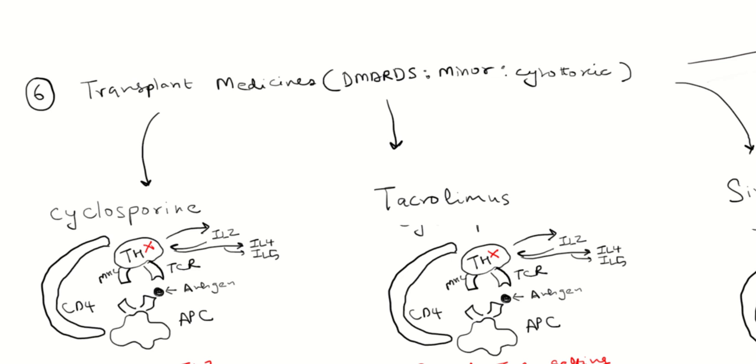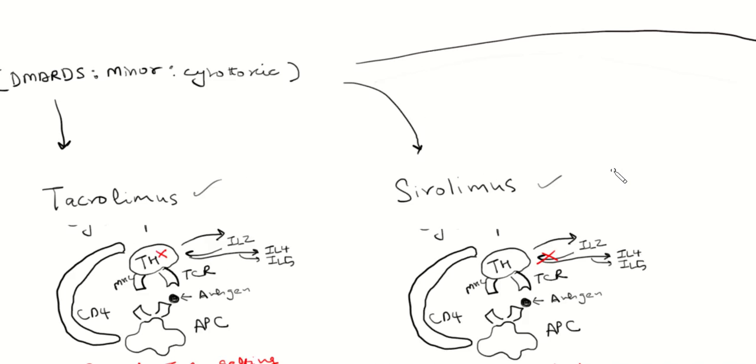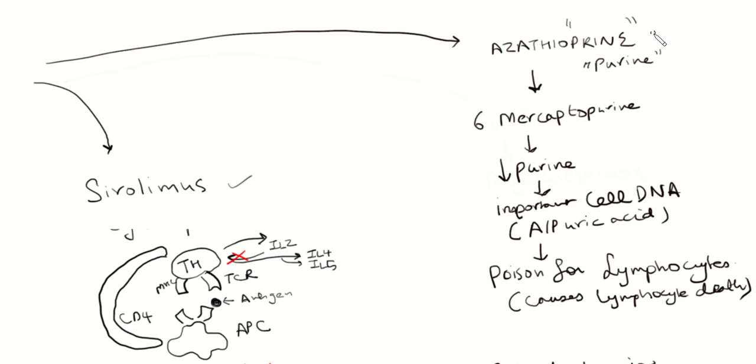So the next category that we're going to talk about, which would be the last set of medications within DMARDs, are going to be the non-biologic minor DMARDs which are cytotoxic in nature, and these are generally used for transplant. So again, these are very powerful medications, and within them you see there's cyclosporin, there's tacrolimus, there's sirolimus, and then there's azathioprine.